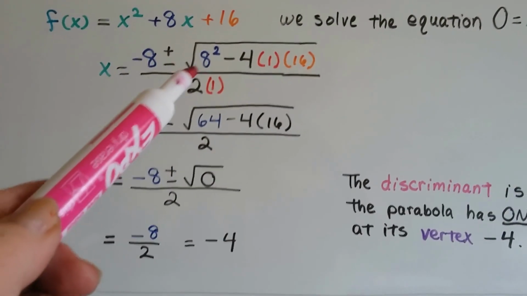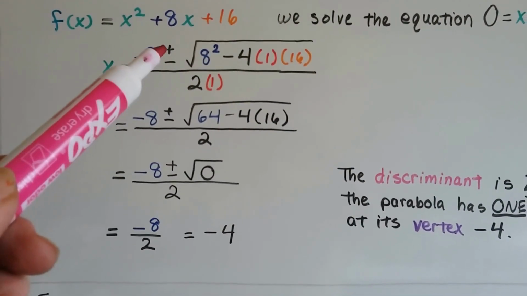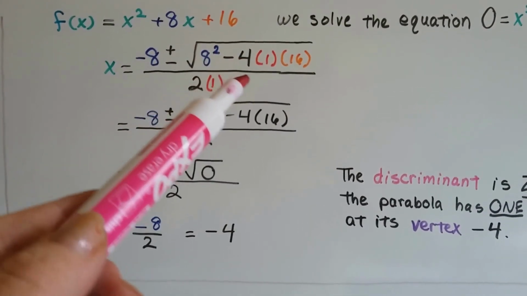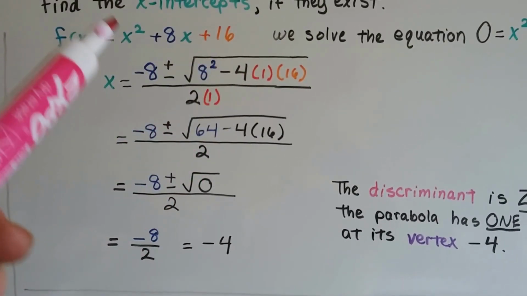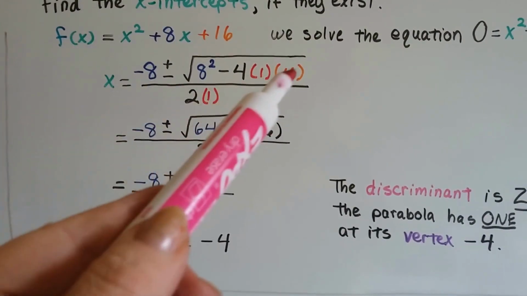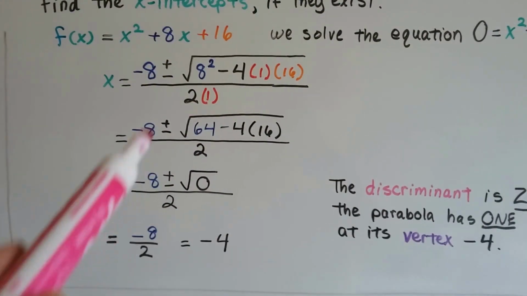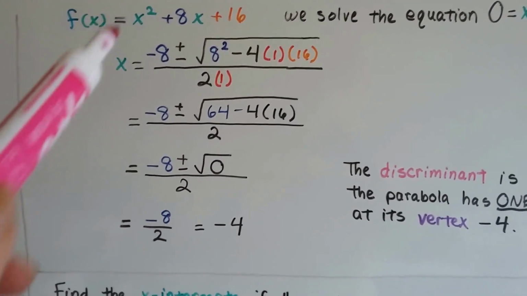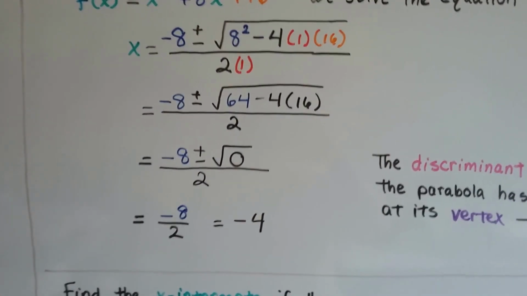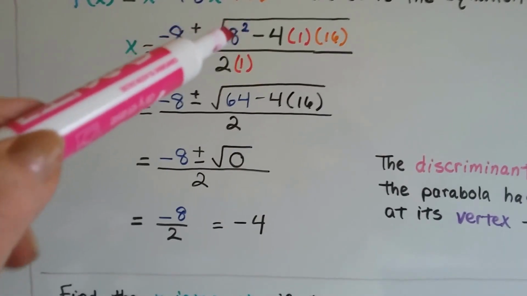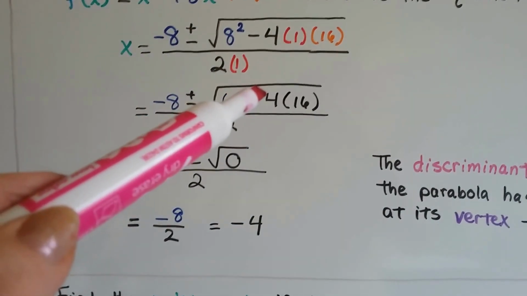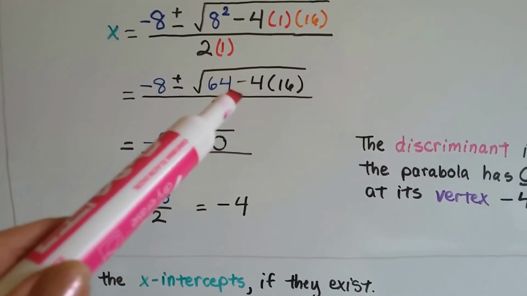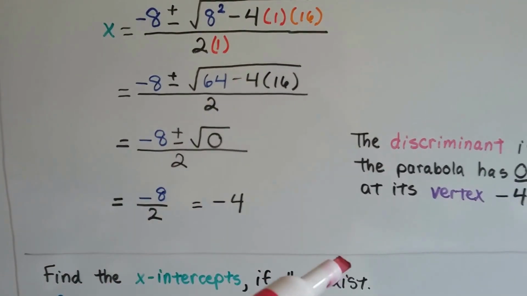So because our b value is an 8, we get negative 8 plus or minus the square root of 8 squared minus 4 times our buddy the invisible 1 times 16, and that's going to be divided by 2 times our buddy the invisible 1, the a value. All right? So now we can start simplifying. That's going to give us a 64, isn't it? And 1 times 16 is 16, and negative 4 times 16 is a negative 64.